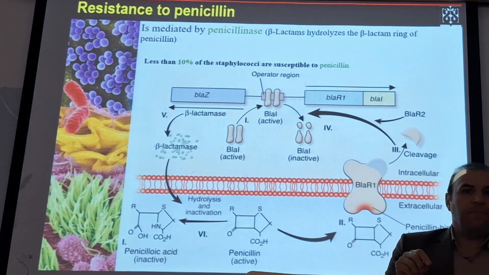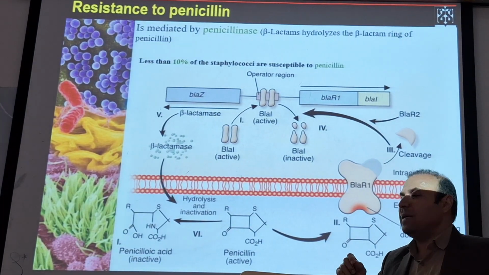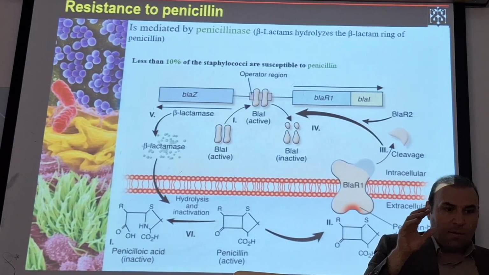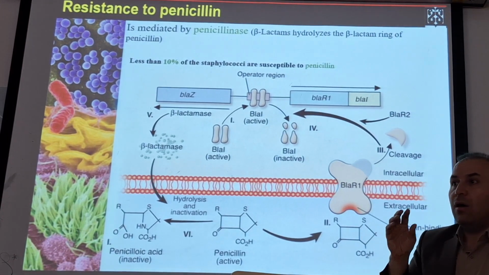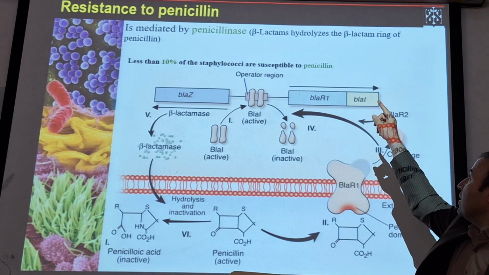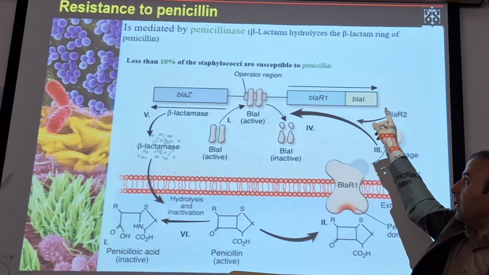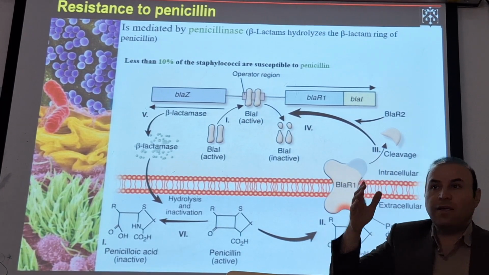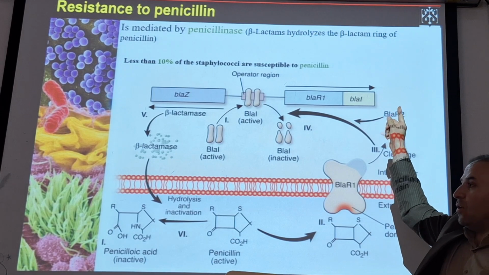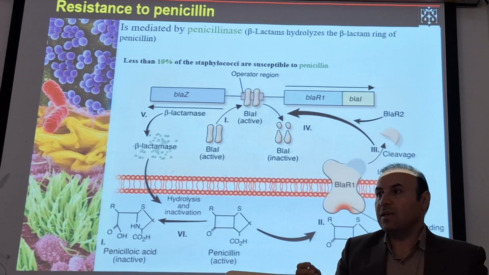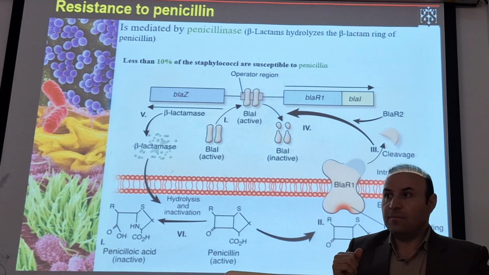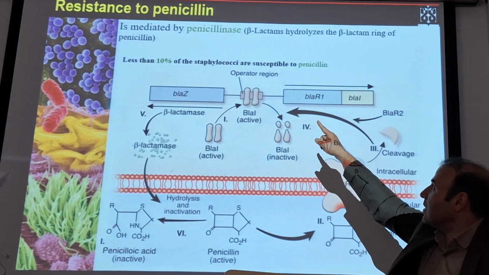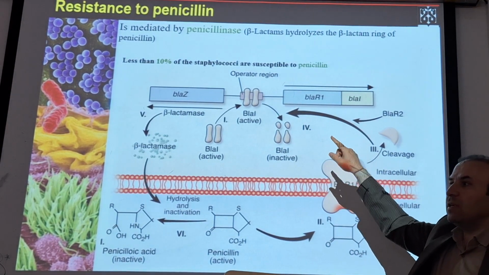Resistance to penicillin is mediated by penicillinase or beta-lactamase. Penicillinase or beta-lactamase is an enzyme that hydrolyzes the beta-lactam ring in the structure of penicillin. After it hydrolyzes the beta-lactam ring, the antibiotic is inactive. Currently, less than 10% of the Staphylococcus are susceptible to these antibiotics.